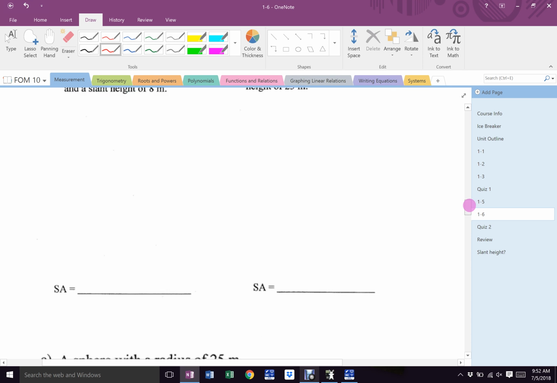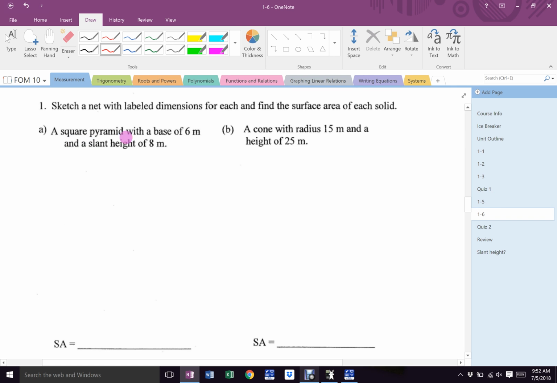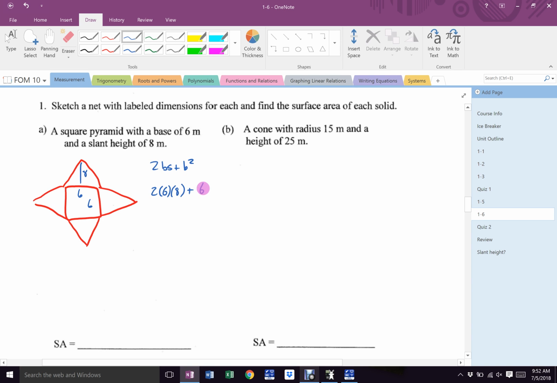Watch. We are on page 35. A square pyramid with a base of 6 and a slant height of 8. A square base, which means it's got 4 triangles coming off the side. I don't really care if you didn't draw that. The base is 6 by 6, because it's square, and the slant height is 8. 2bs plus b squared. 2 times b, 6, times the slant height, 8, plus b, 6, squared. 2 times 48 plus 36, 96 plus 36, 132 meters squared. You're just following the formula.